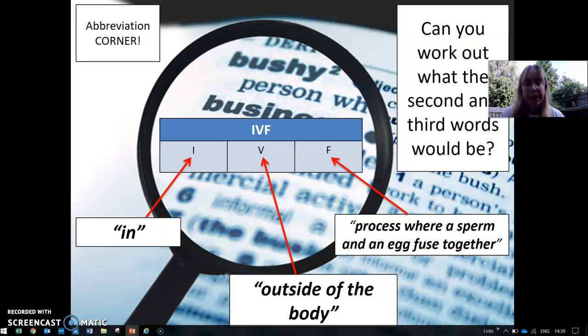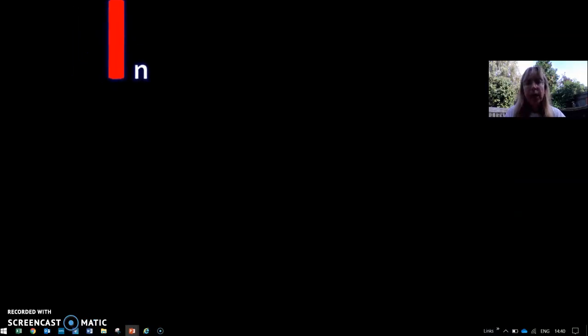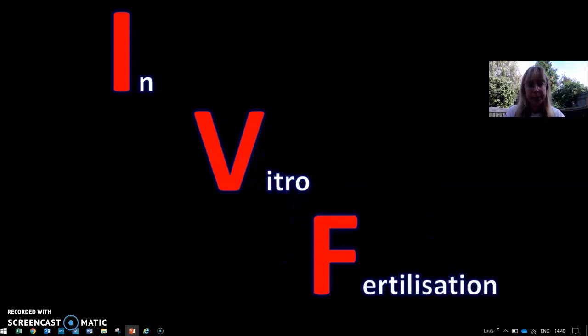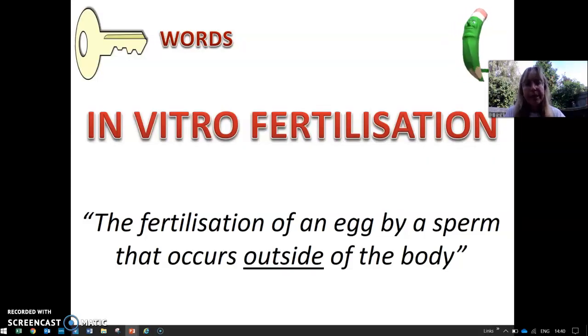Now, you may remember from Key Stage 3 that fertilization is when an egg, which has 23 chromosomes, joins with a sperm, which also has 23 chromosomes, to get back to the diploid number of 46 chromosomes, which is the number of chromosomes in any body cell except for the egg and sperm. So there you have it, in vitro fertilization. This can be defined as the fertilization of an egg by sperm that occurs outside of the body.